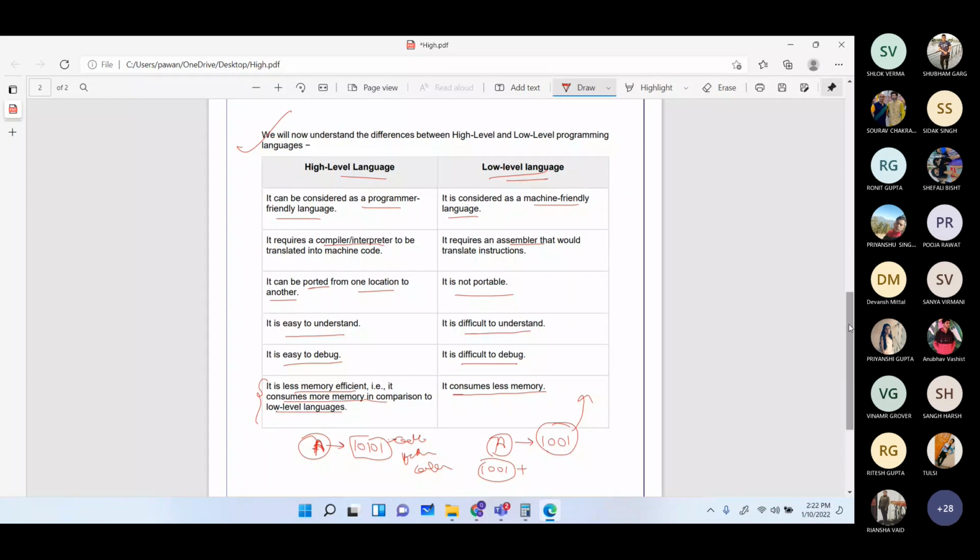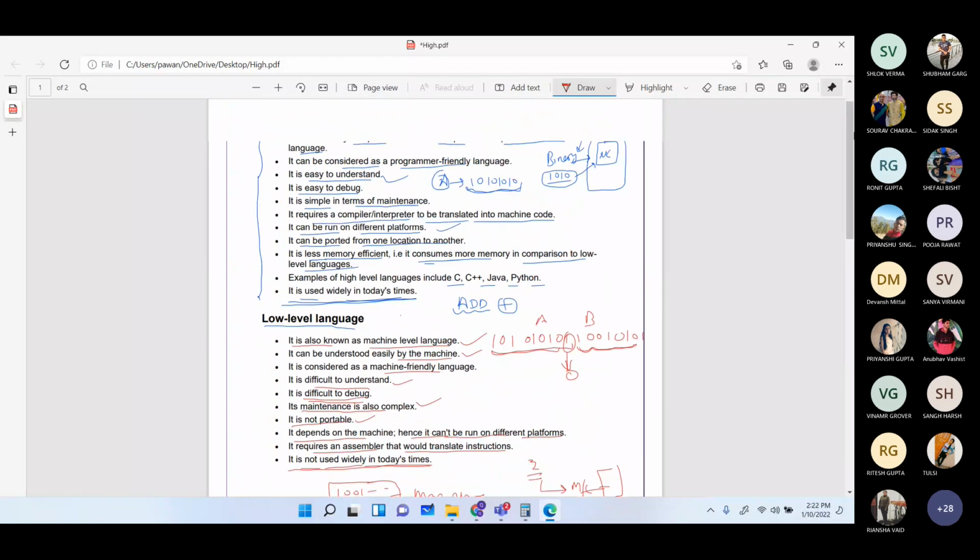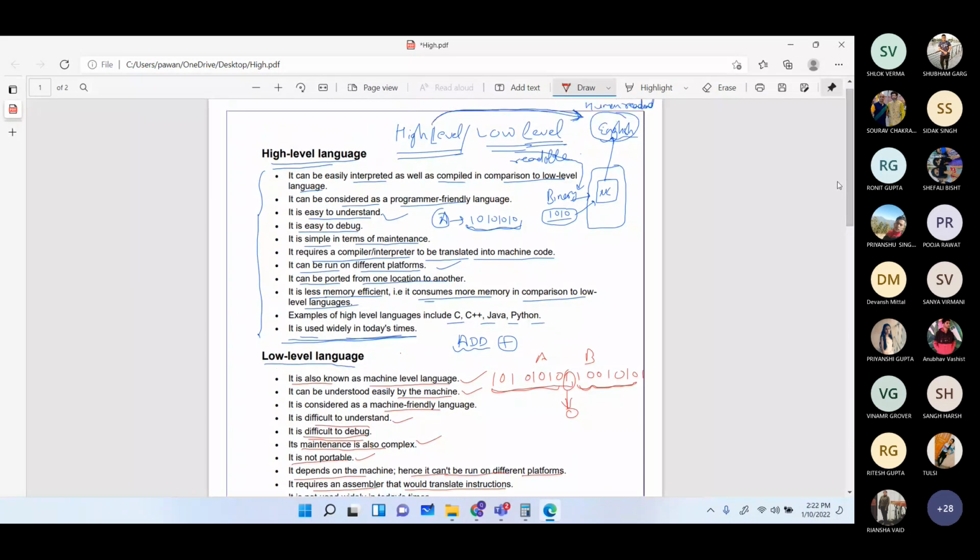So this is all about today's class. Let's note down, pen down some questions. Number one is, what is high level language? Give some examples. Another question is, what are low level languages? Give some examples.